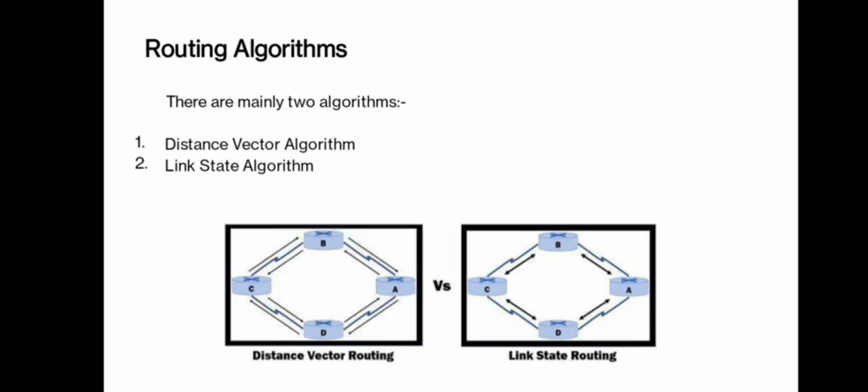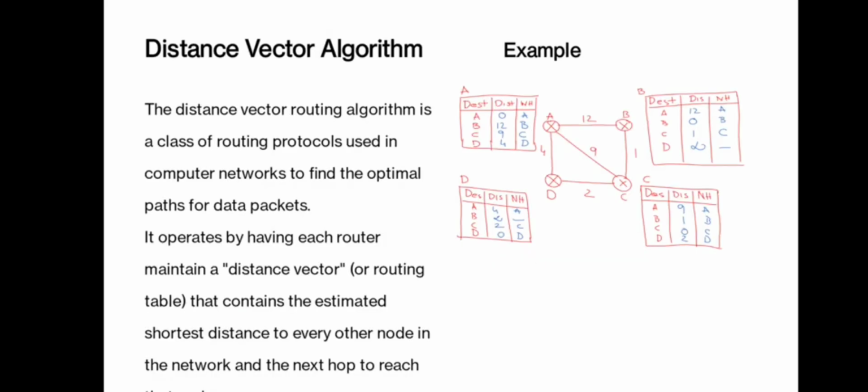Next is the routing algorithms. In that, mainly two algorithms are present. First is distance vector routing and second is link state routing. These algorithms are used to select the shortest path to travel from source to destination. First is the distance vector algorithm.